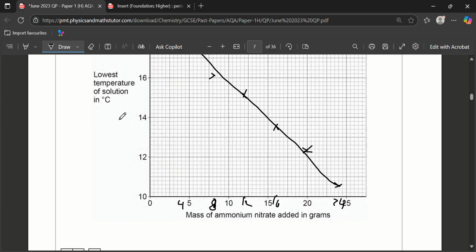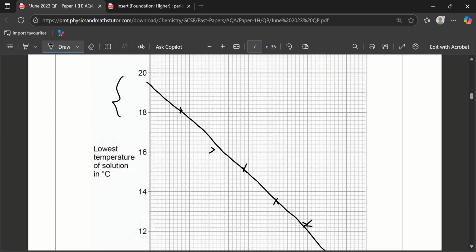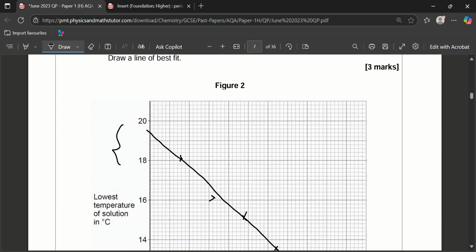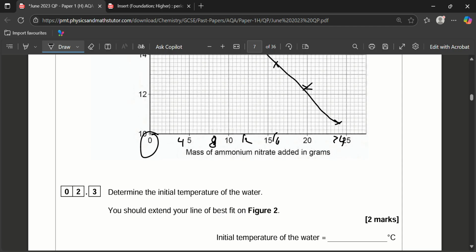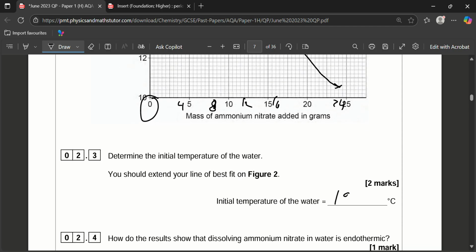as they want us to determine the initial temperature of the water. So the initial temperature of the water would mean that there will be no mass, zero mass of ammonium nitrate added. So looking afterward, when we extrapolate to the y-axis, we get a value over here. And this value seems to read 19.4 degrees C. So I'll write that down.